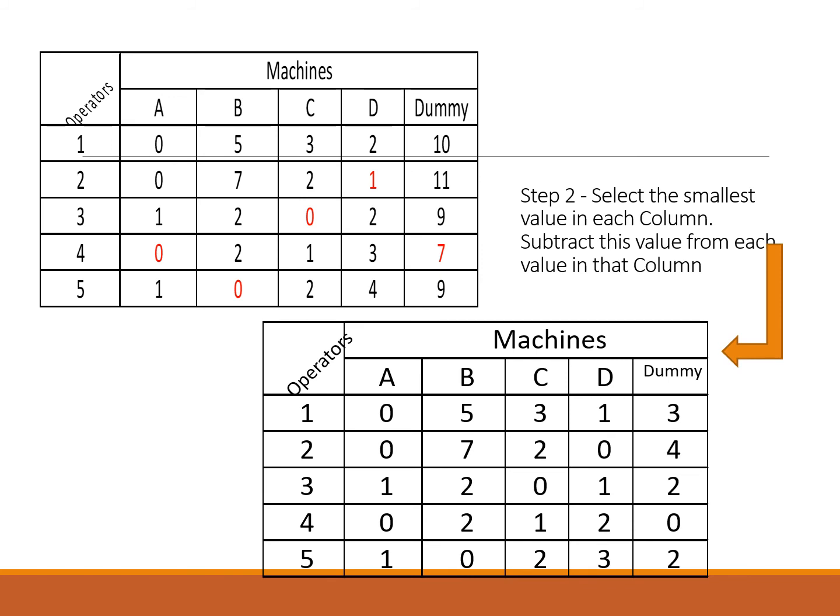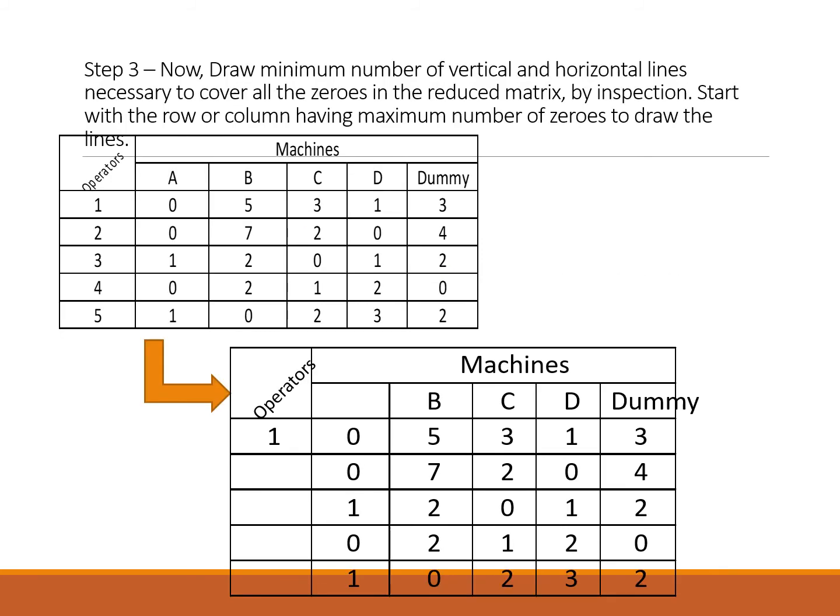Now move on to step number 3, draw the lines which cover the maximum number of zeros. By observation or inspection, we clearly know that the maximum zeros lie in column A. So draw the vertical line which covers the maximum number of zeros. Then move on to row 2, operator 2. A single zero lies there, so draw a horizontal line which covers it. Then move on to row 3, again a single zero lies there, so draw a horizontal line which covers that particular zero.